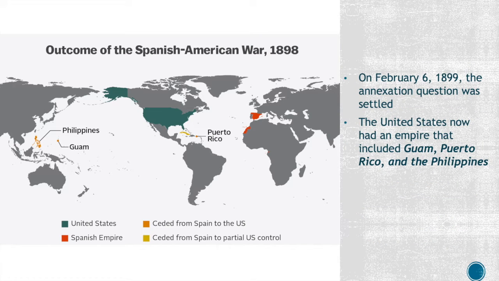All right, so here's what I was talking about. On February 6th, 1899, the annexation question was settled. The United States now had an empire that included Guam, Puerto Rico, and the Philippines. So here's mainland America, and here's the other territories that we acquired after this war.